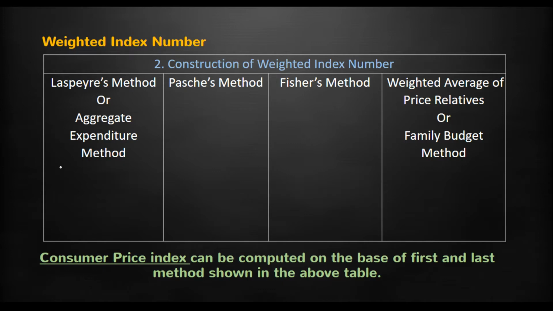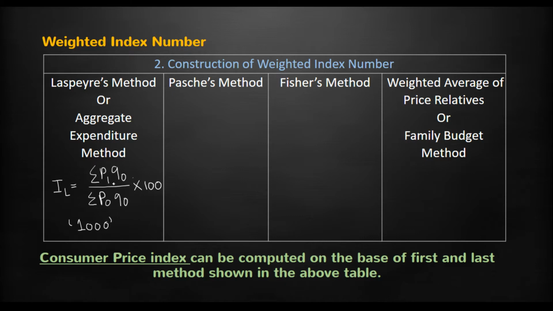In LASPEYRE'S method the formula is IL, we will put IL to be LASPEYRE'S index number, equal to sigma P1 Q0 divided by sigma P0 Q0 into 100. You can see here that LASPEYRE'S has taken the quantity of the base year as the weight of the price in the formula. You can simply remember the number 1000 to remember the formula. As you can see here, you can find 1000; that will be the trick to write down the formula.